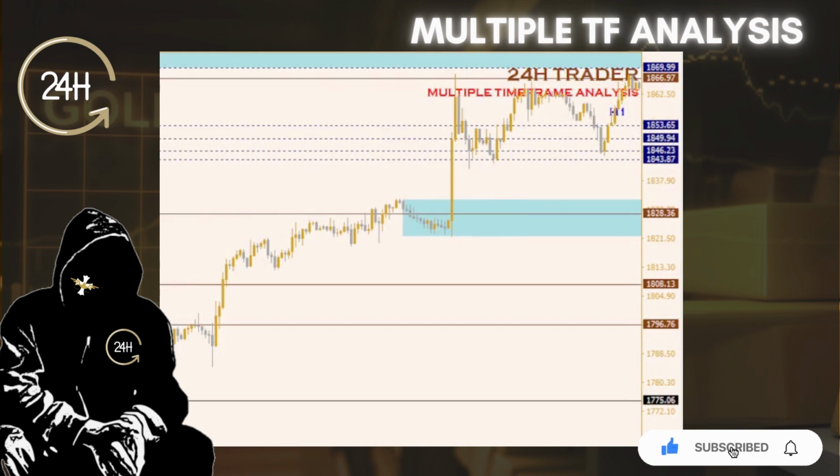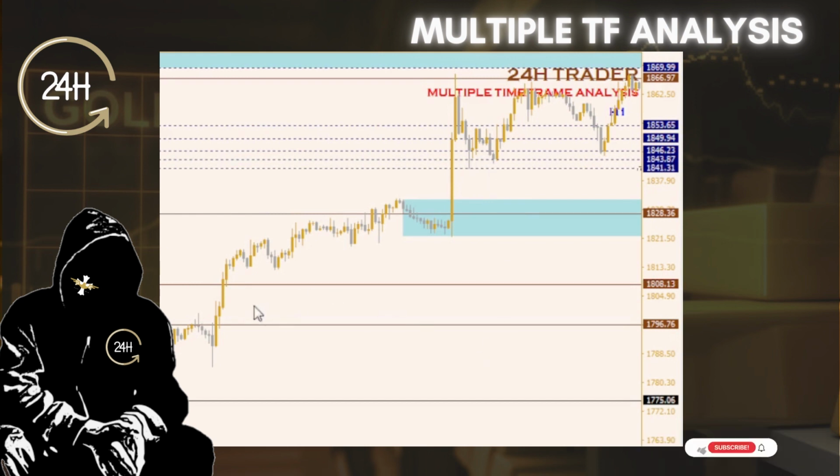So you can buy the market and put your take profits right here. The first take profit is 1841, the second take profit is 1843, then the third take profit is 1846. The safest one is the 1841.